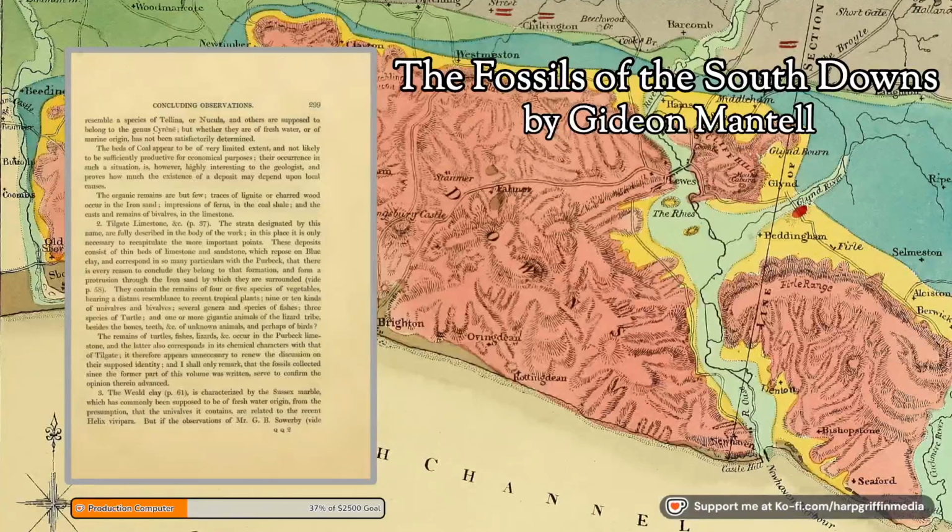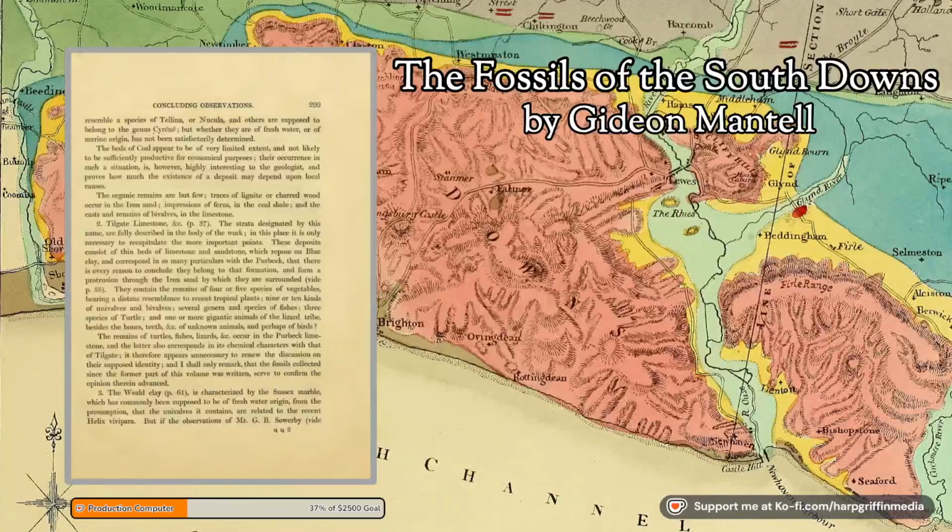2. Tilgate limestone, etc., page 37. The strata designated by this name are fully described in the body of the work. In this place it is only necessary to recapitulate the more important points. These deposits consist of thin beds of limestone and sandstone, which repose on blue clay, and correspond in so many particulars with the Purbeck, that there is every reason to conclude they belong to that formation, and form a protrusion through the iron sand by which they are surrounded.